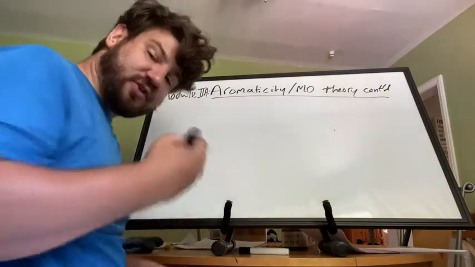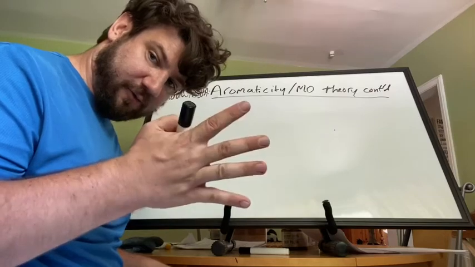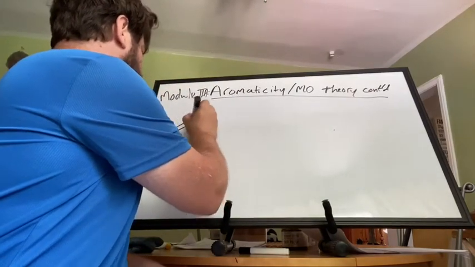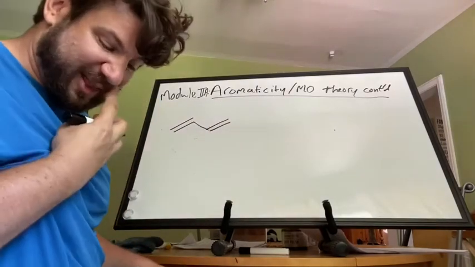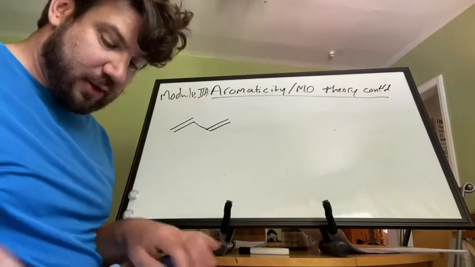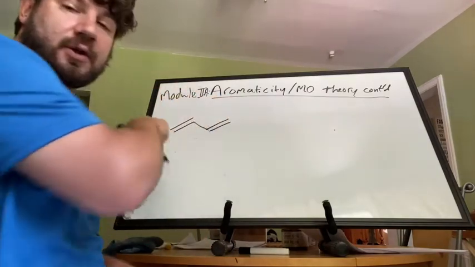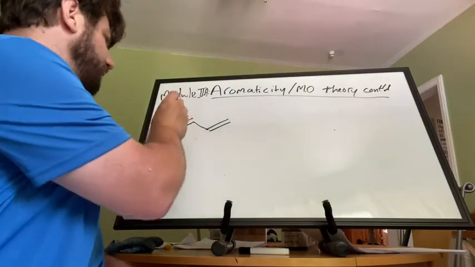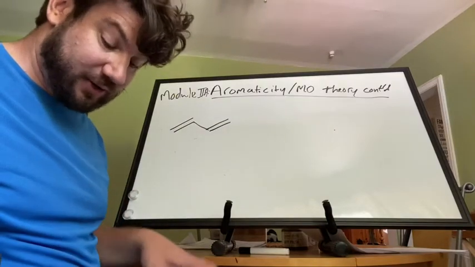Okay, so instead of 2 pi electrons, we're now looking at 4. 1,3-butadiene is going to look like that as a line structure. Notice that there's no charge, but still there's an sp2 construct throughout the whole linear chain. So again, 1, 2, 3, 4 pi electrons in total.